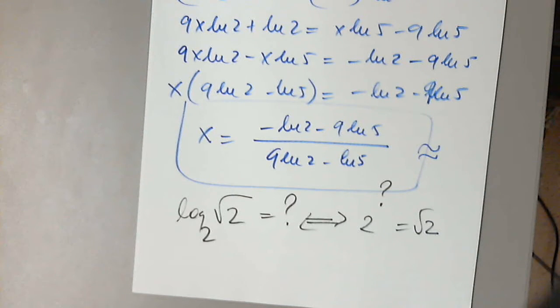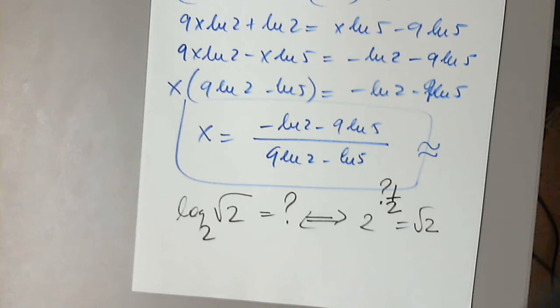What would that be? Perfect. How did you get that? What is the square root of 2? So 2 raised to 1/2 is the square root of 2. So the two combined.